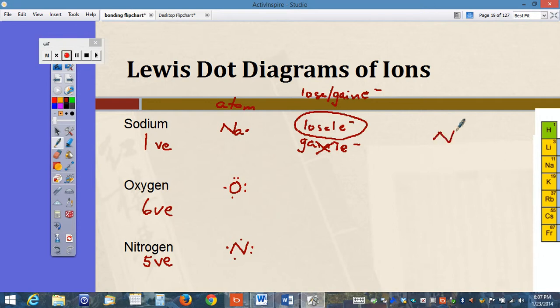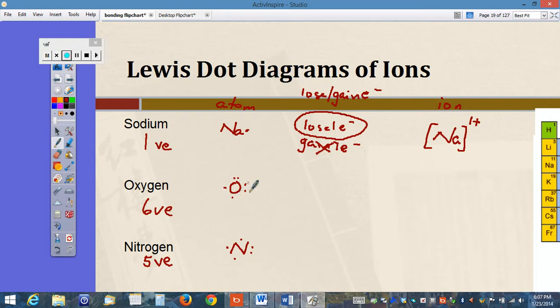After sodium has lost his electron, the electron isn't there anymore. And as we said on the previous slide, he is going to be a +1 charge. Now to show that he is an ion and not an atom, we're going to put him in brackets. And that'll be the ion configuration.